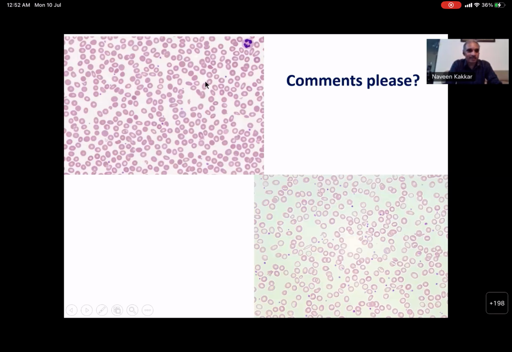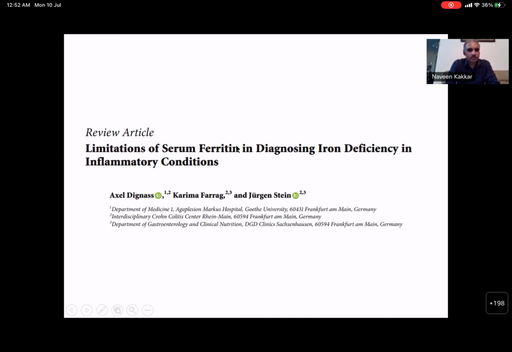However, if you find a small lymphocyte in this field also, you'll find most of your RBCs are small. That's a good clue to look at the indices. A final word on this case, we talked about serum ferritin, but remember serum ferritin is also an acute phase reactant. So in patients with iron deficiency who have inflammatory conditions, your ferritin may not help you. Your ferritin may be high because it's reacting to the inflammation.